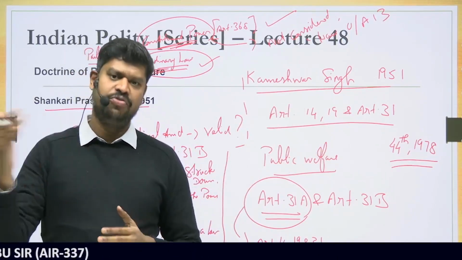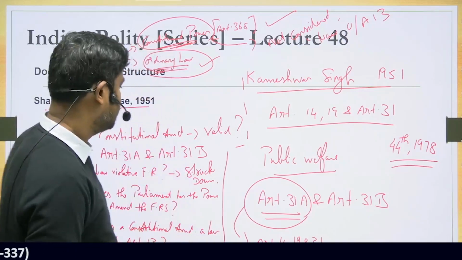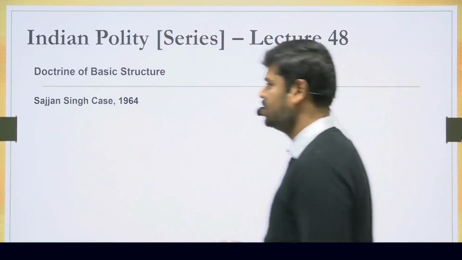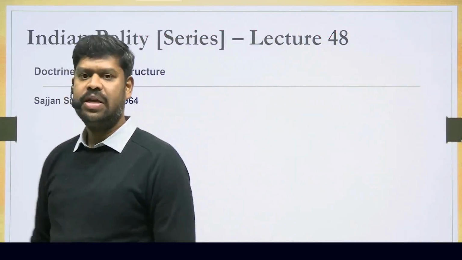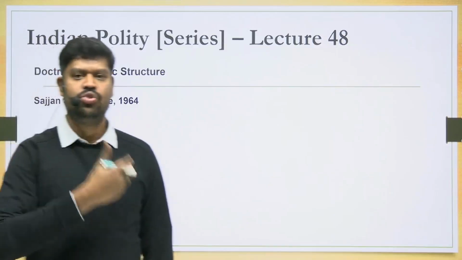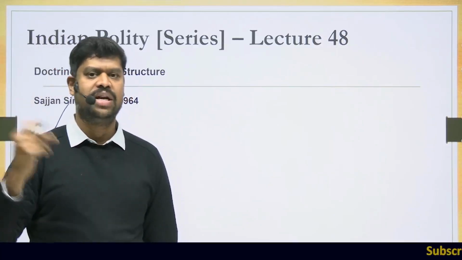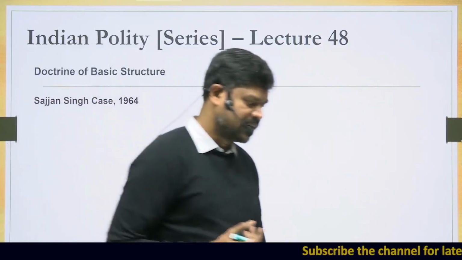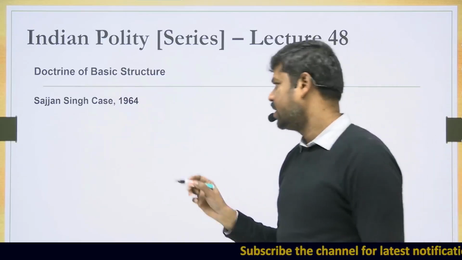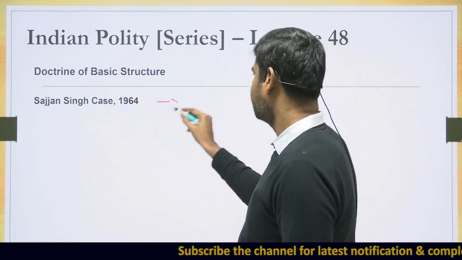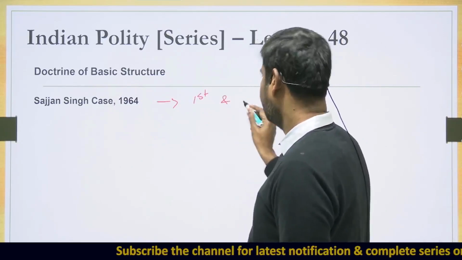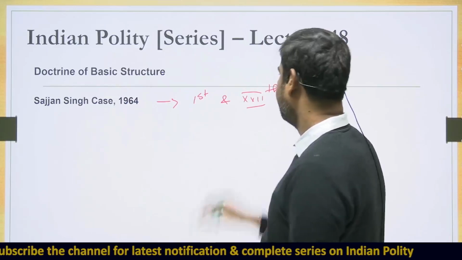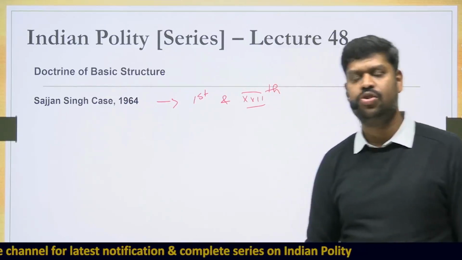Now things continued further, and the same matter again became part of judicial scrutiny in a case called the Sajjan Singh case in 1964. This time the issue was related to a law enacted in the state of Rajasthan: Sajjan Singh versus State of Rajasthan. So what happened in this particular case? In this case, what was challenged in the Supreme Court was the first and the 17th Constitutional Amendment Act.